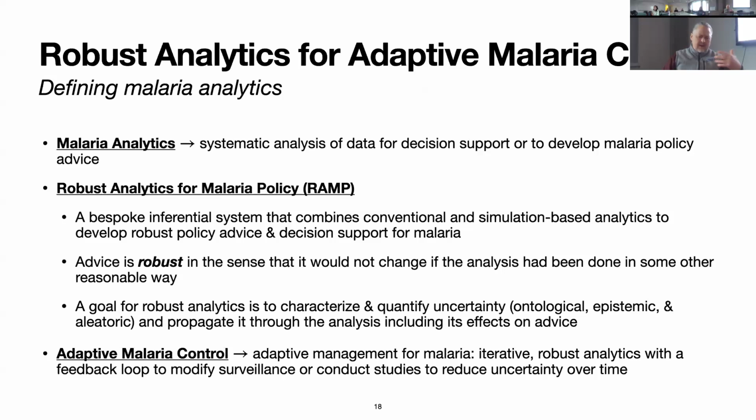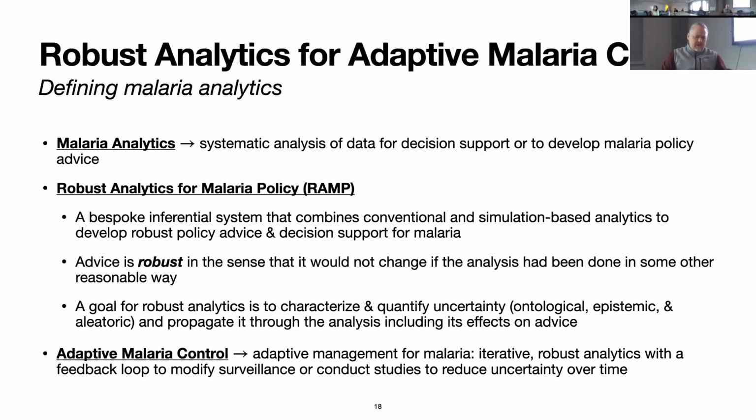So robust analytics is, malaria analytics, I've said this before, let me now define it, is a systematic analysis of data for decision support or to develop malaria policy advice, right? So the end point of analytics is to tell you what to do, not to make an assessment of what we know. Okay, so that's the realm of scientific research. Malaria analytics is what to do.